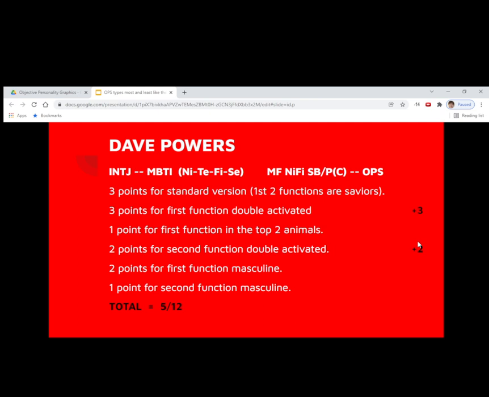So his top two functions in the stack, NI and TE, are both double activated, but they're both feminine. So he's not really shoving on them, even though he is using them quite a bit. So he's kind of in the middle of the scale. He's not the most typical version, and he's not the least typical.